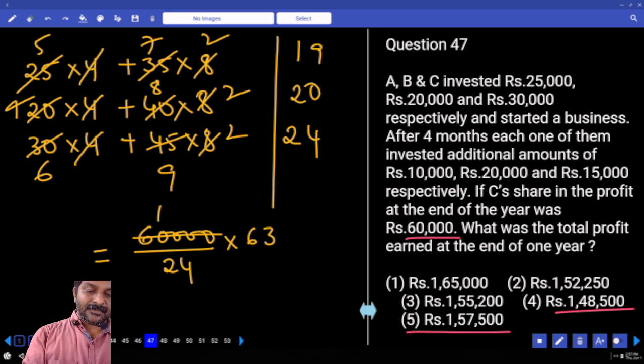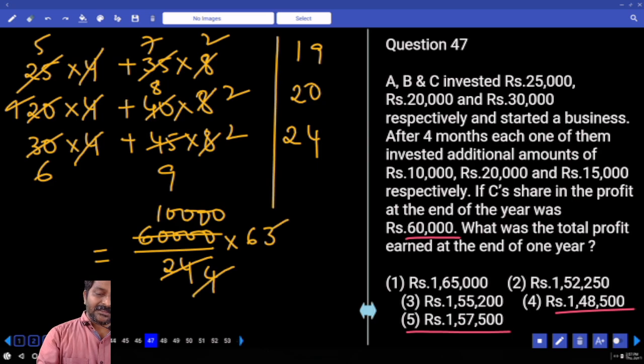6. I'll write 10,000 and then 4. I want to see more number of zeros like 100, 1000, 10,000. That makes my job easy. Now 63, cancellation with 4. Come on. 1. How much is left? 23.